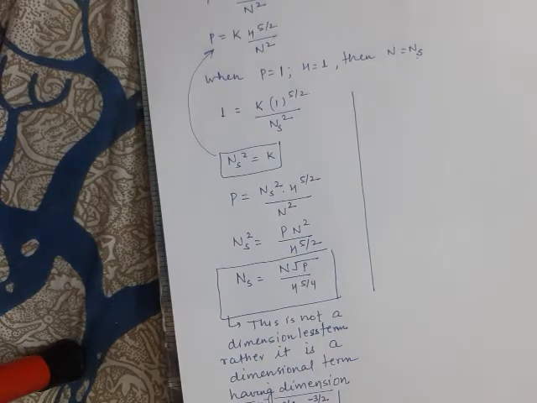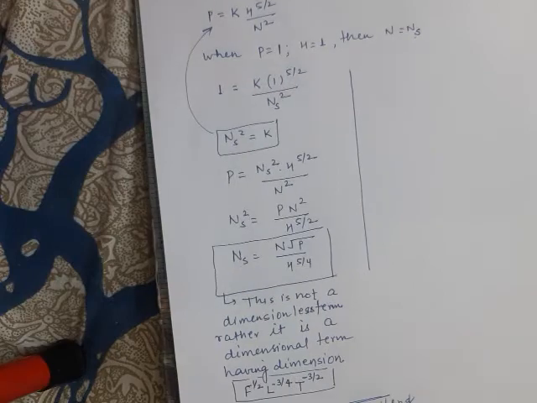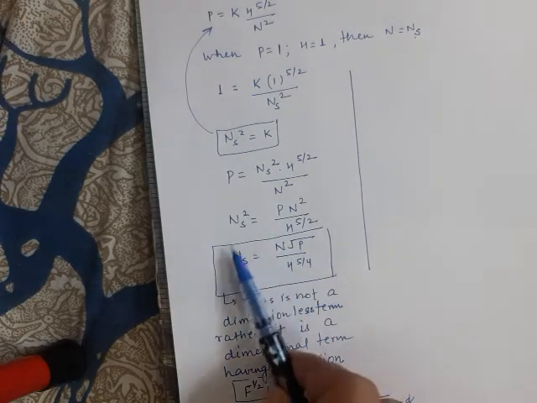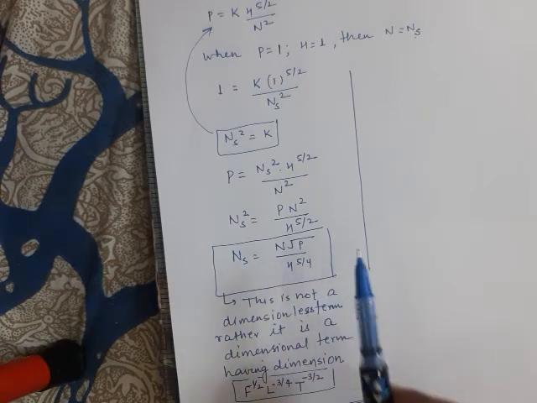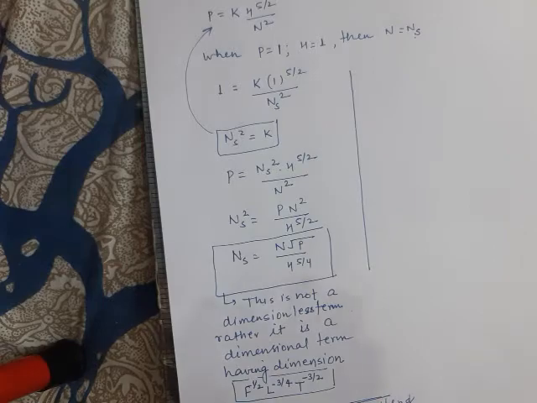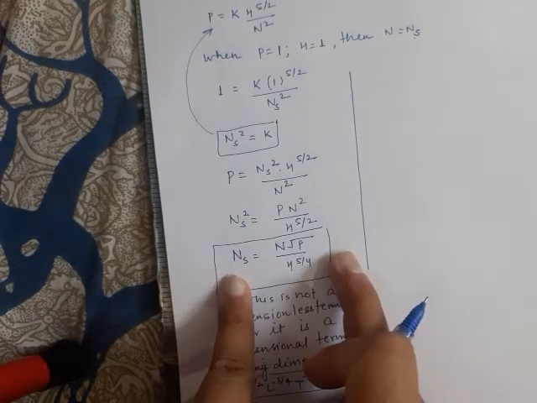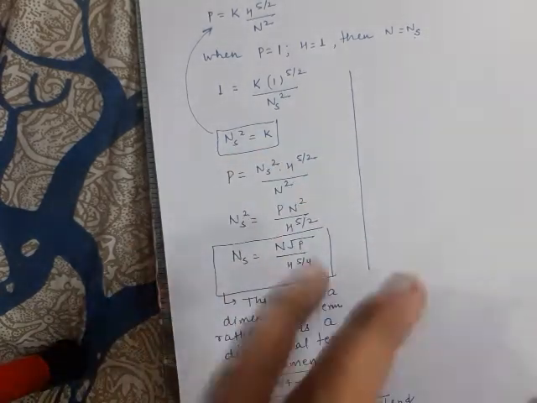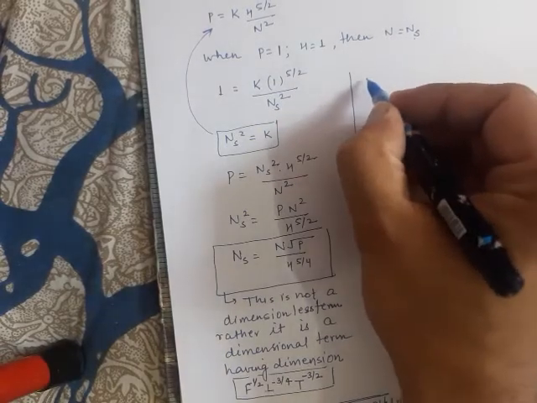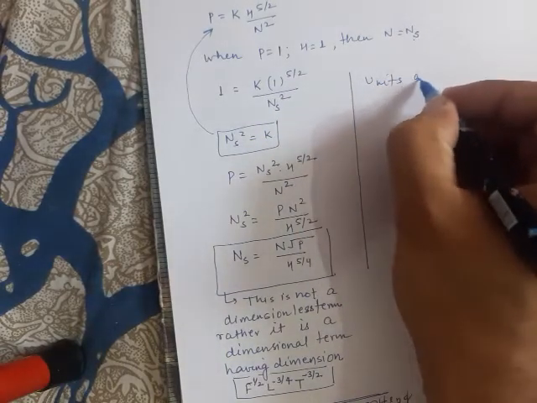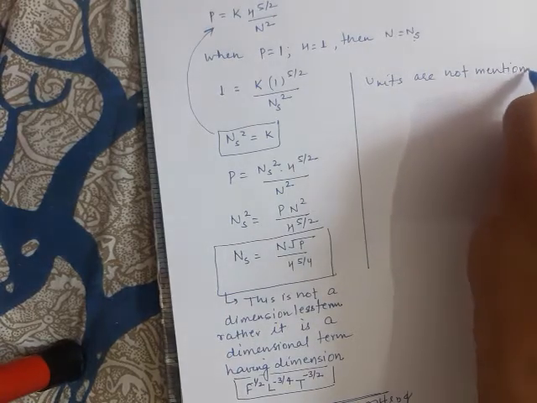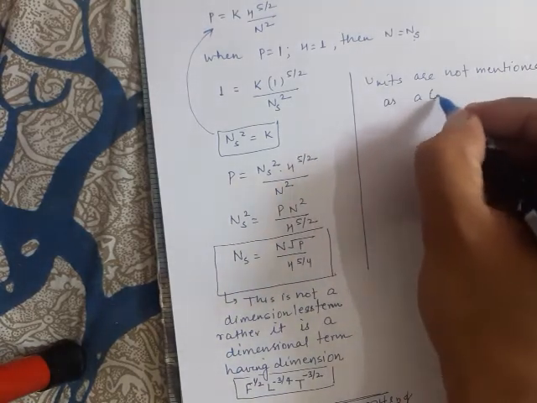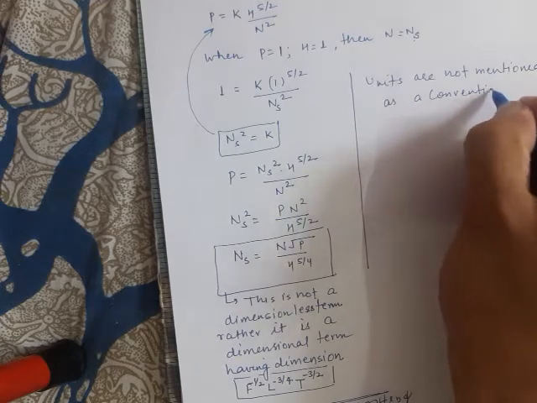Please now note one more point. Usually when specific speed is written in numerical digits, for example 100, then units are not mentioned. The units are not mentioned as a convention. As a convention, the unit is not mentioned with the specific speed. It is written like this. For example, units are not mentioned, as a convention.